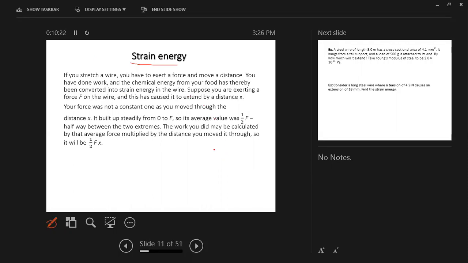So to find the strain energy, we're going to use this formula. To find the strain energy, we are going to use 1/2 times force times x. Okay, 1/2 times force times x is going to give us the strain energy of an object.